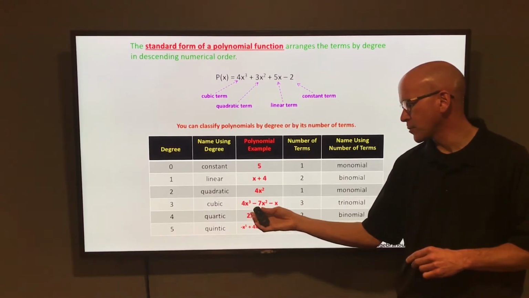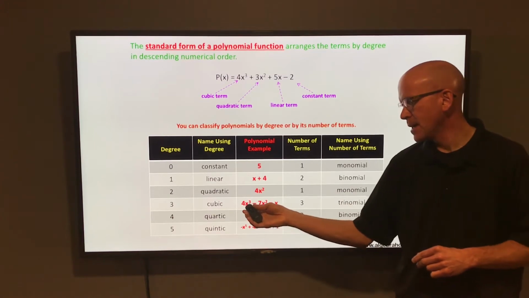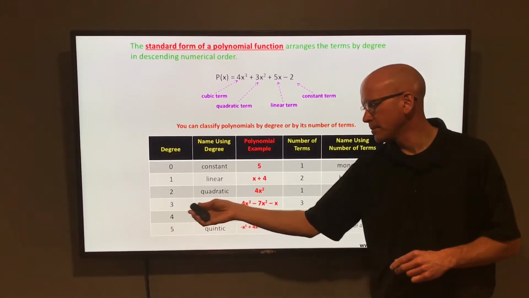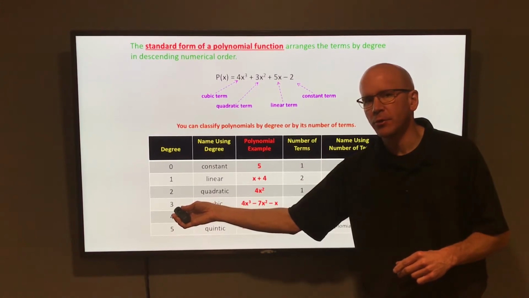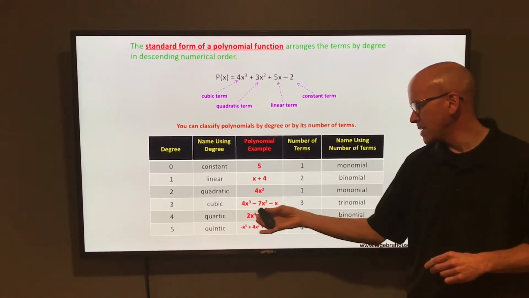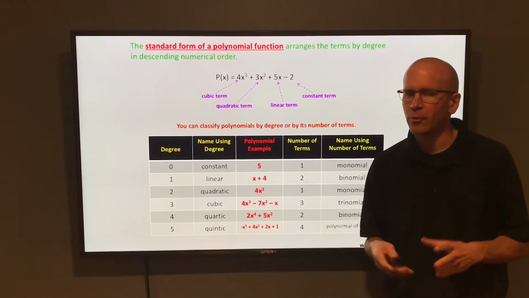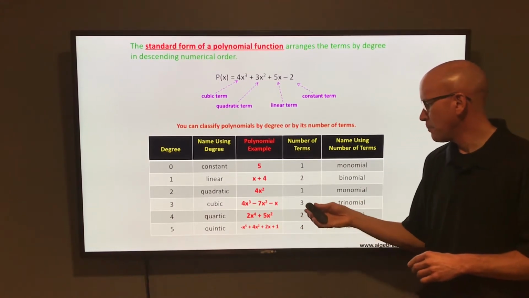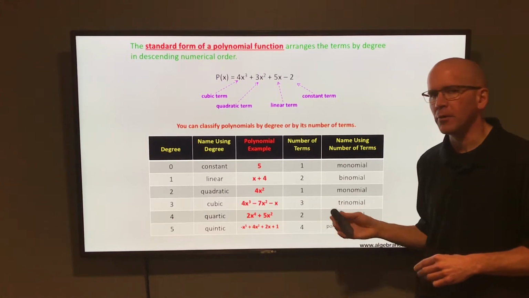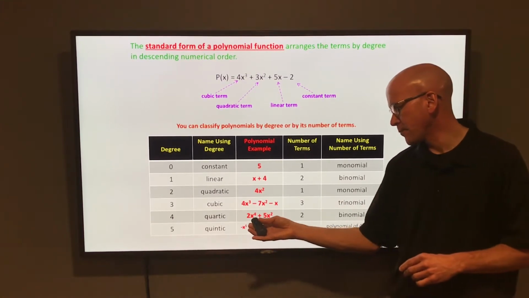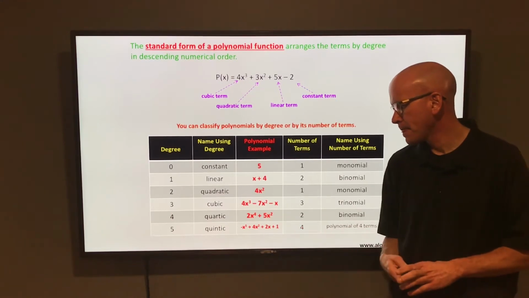Next, 4x to the third minus 7x squared minus x. The highest exponent is 3. So that is a cubic polynomial, also known as third degree. There are 3 terms there, so with 3 terms, you've all ridden a tricycle before, hopefully not lately. With 3 terms, that is a trinomial. Prefix tri means 3.